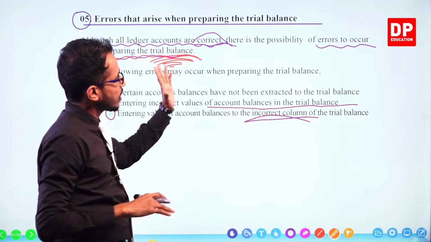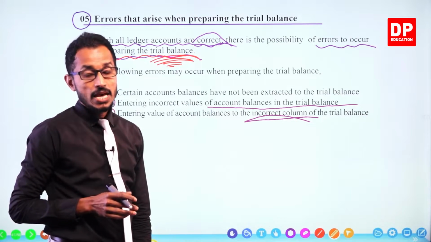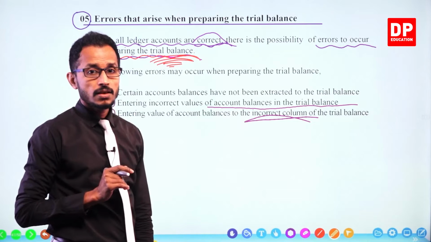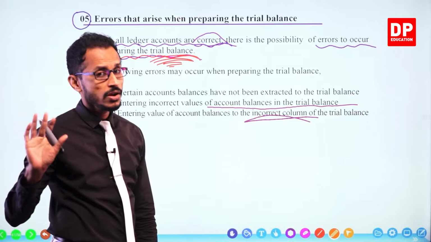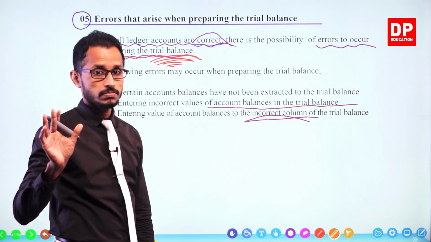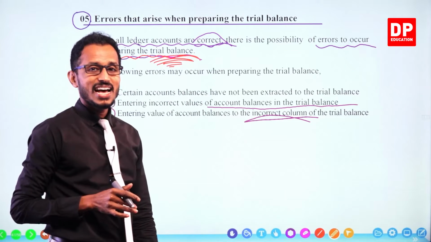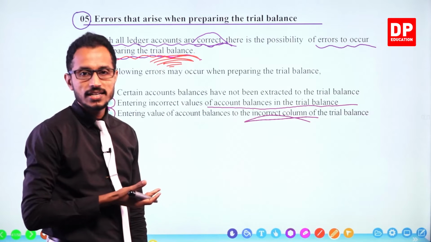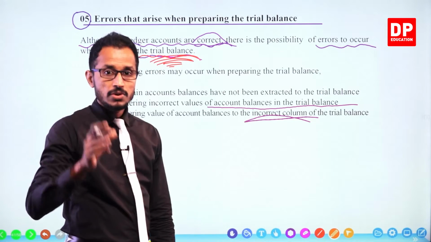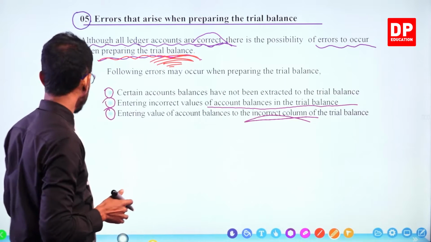So these types of errors occur when the trial balance is prepared. But these errors are not in the ledger accounts. Nothing is wrong in the ledger accounts. These errors have occurred in the trial balance. Got it? Now I'm going to tell you what is the difference of these errors. Let's see.